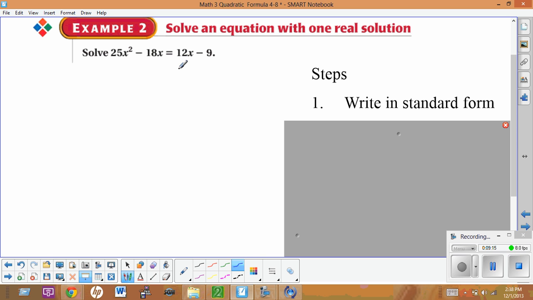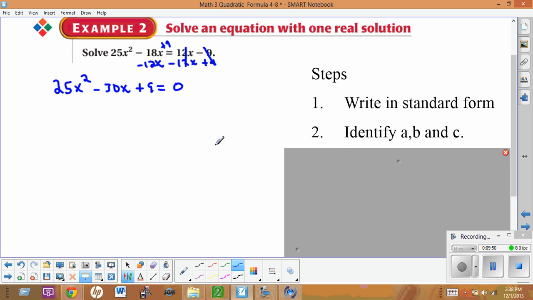Okay, to set it equal to 0, I'm simply going to subtract 12x from both sides. 12x minus 12x is 0. Negative 18x minus 12x is negative 30x. Then I also have to add 9. And there's no constant over there, so 9 minus 9 is 0. I'm simply going to tack on a 9 at the end. Now I'm in descending order, set equal to 0. I'm ready to identify a, b, and c.